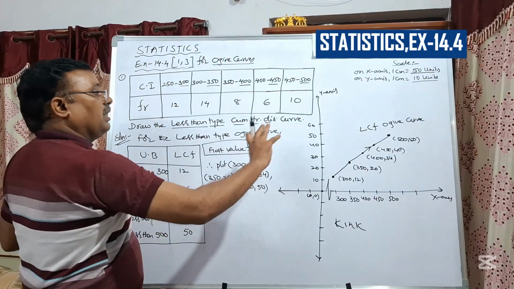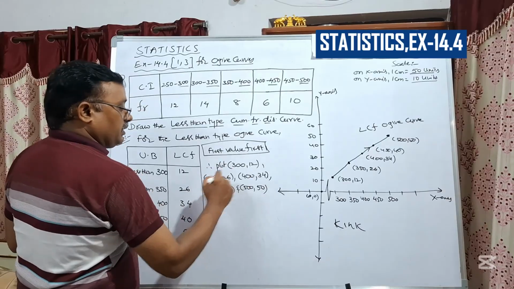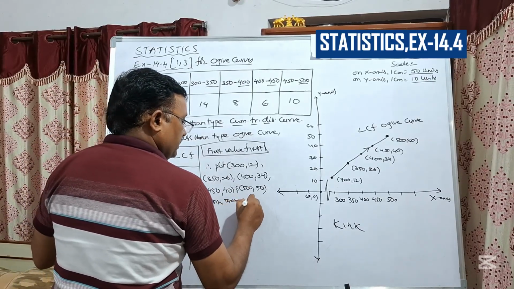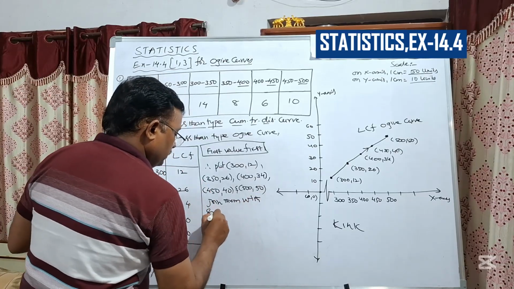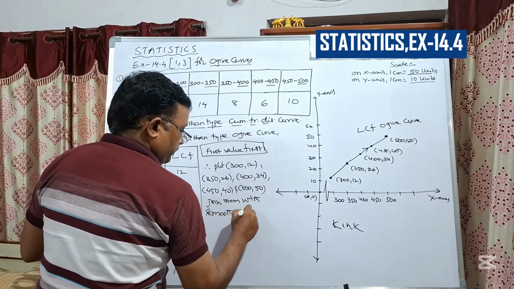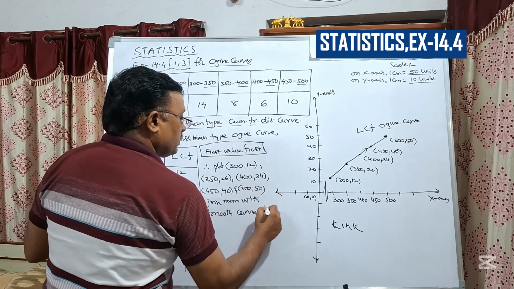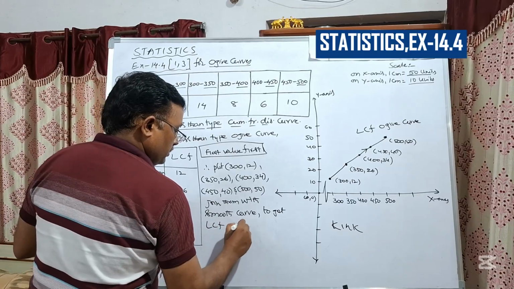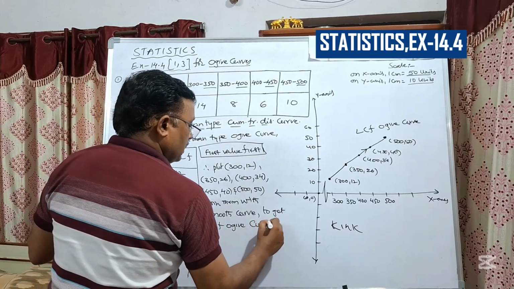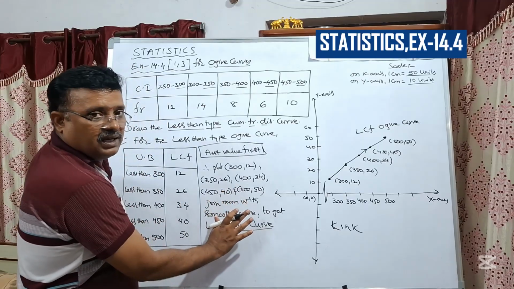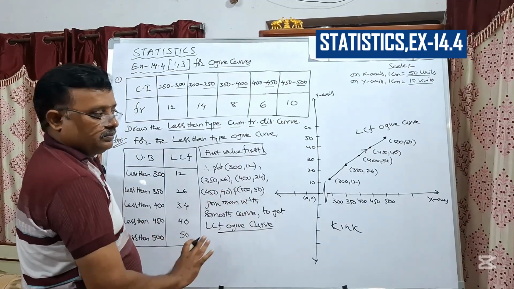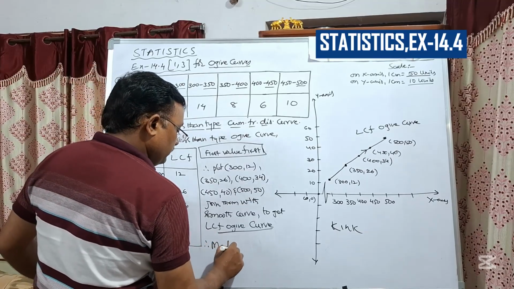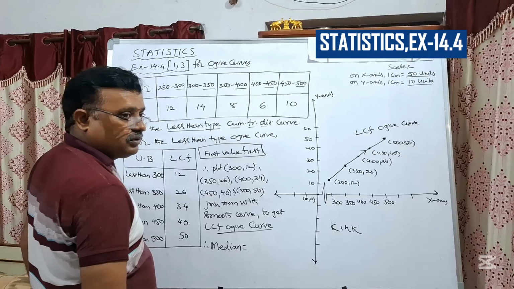But for that, how to conclude this one? After plotting, join them with a smooth curve to get the LCF ogive curve. This is the conclusion of the problem, right? From this, how to find the median? Therefore, if they ask to find the median, how to find it?